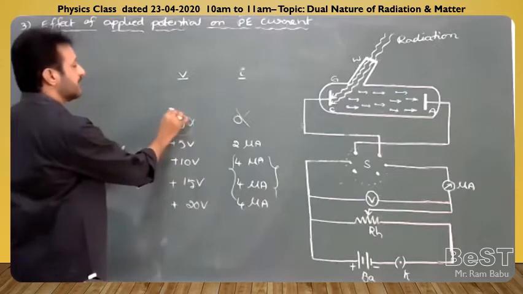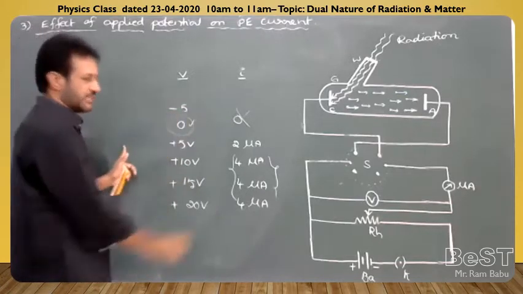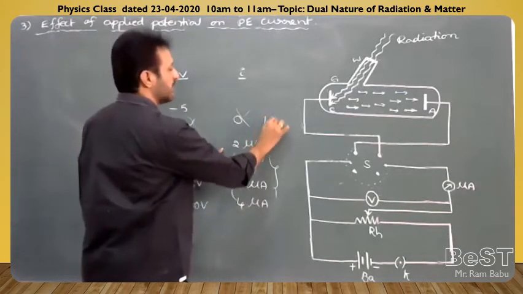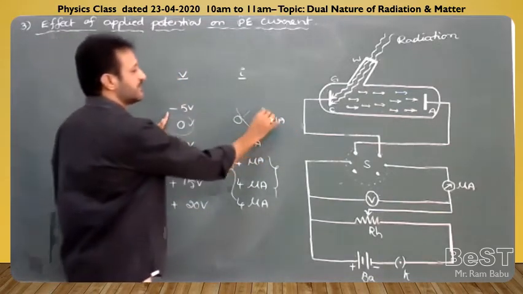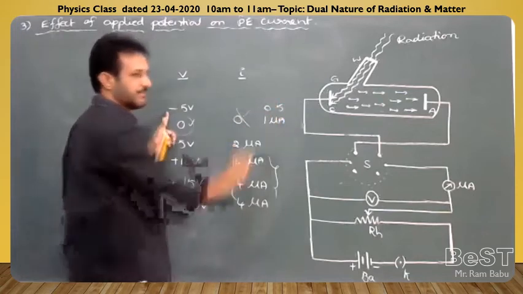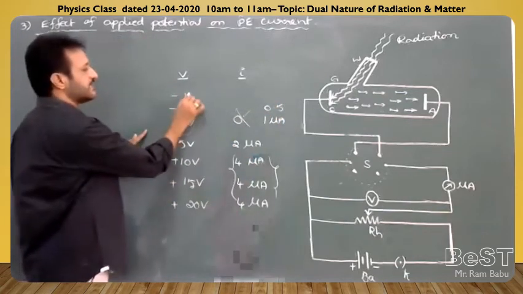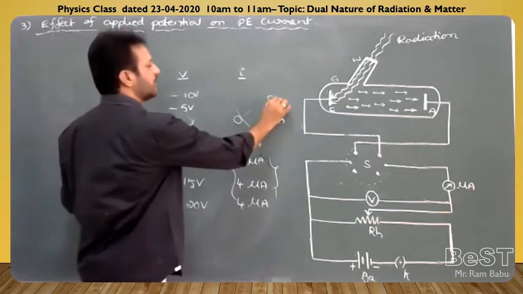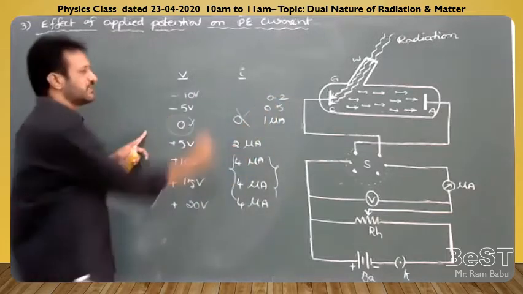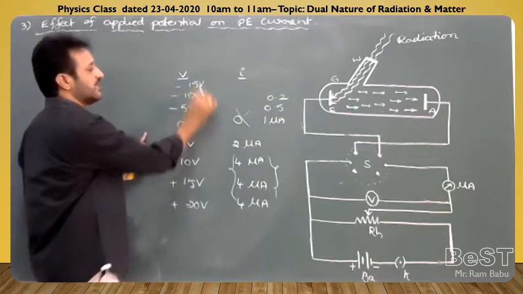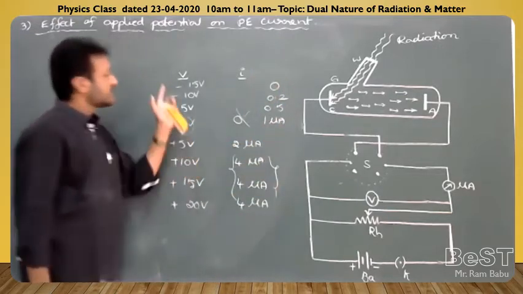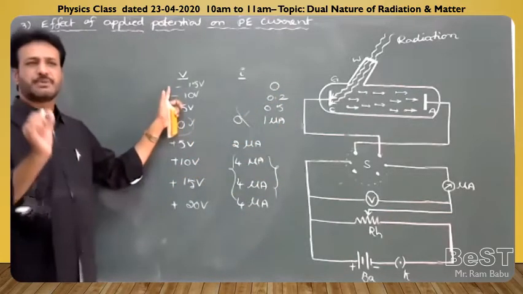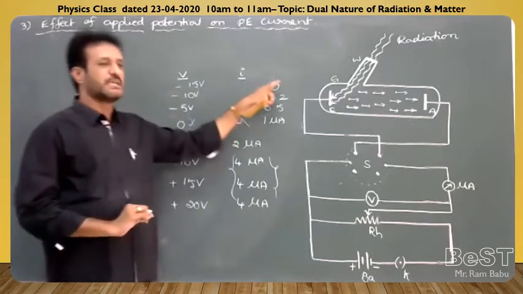When I apply minus 5 volt, for example, the current becomes 1 microampere. At minus 5 volt, this value becomes 0.5 microampere. When this value is equal to minus 10 volt, it is equal to 0.2 microampere. Whenever this value is equal to minus 15 volt, all the electrons are stopped and the current is equal to 0. So this particular minimum negative potential of the anode is called the stopping potential.